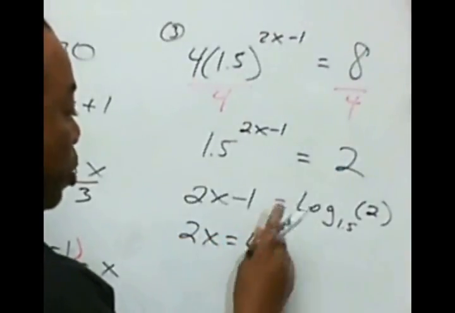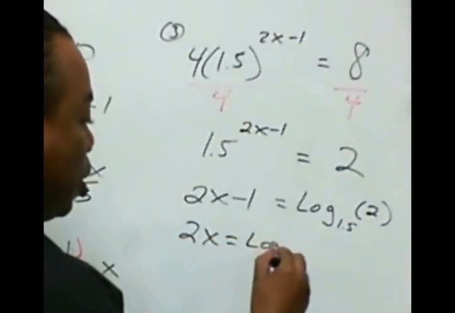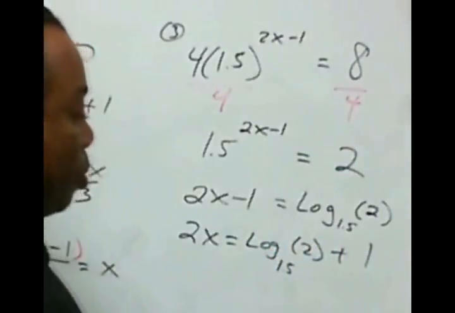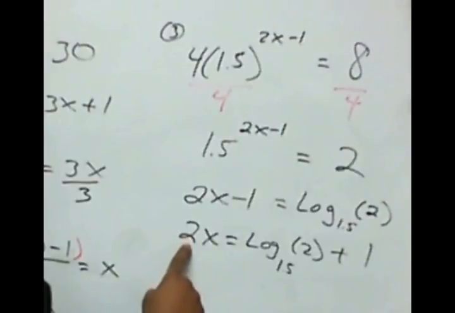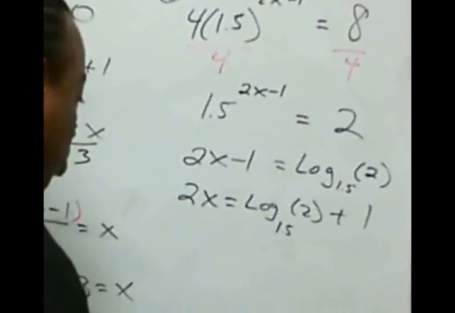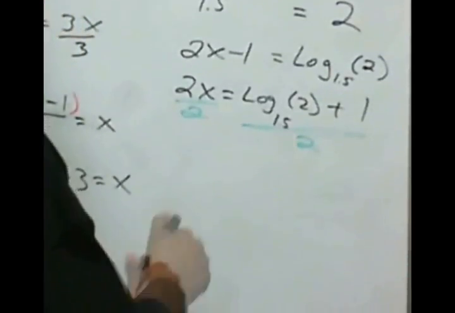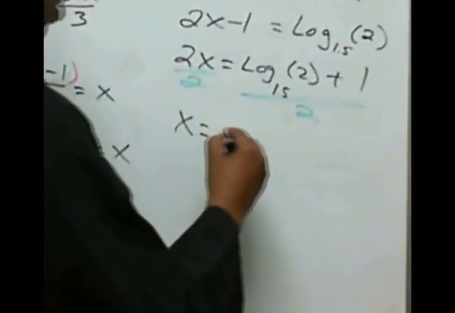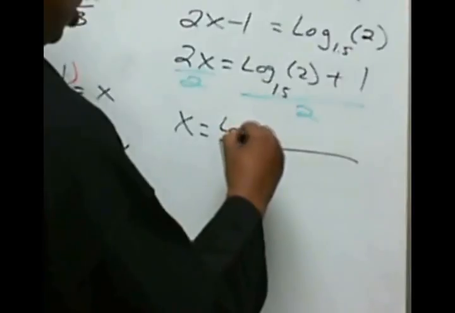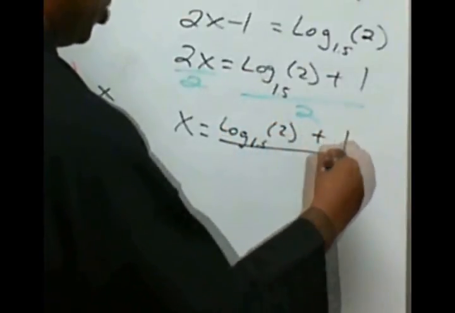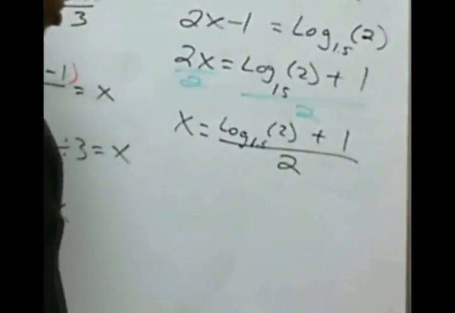So log base 1.5 of 2 plus 1. And the fourth step is to get rid of the 2. We'll divide both sides by 2. And we end up with x equals log base 1.5 of 2 plus 1, all divided by 2.